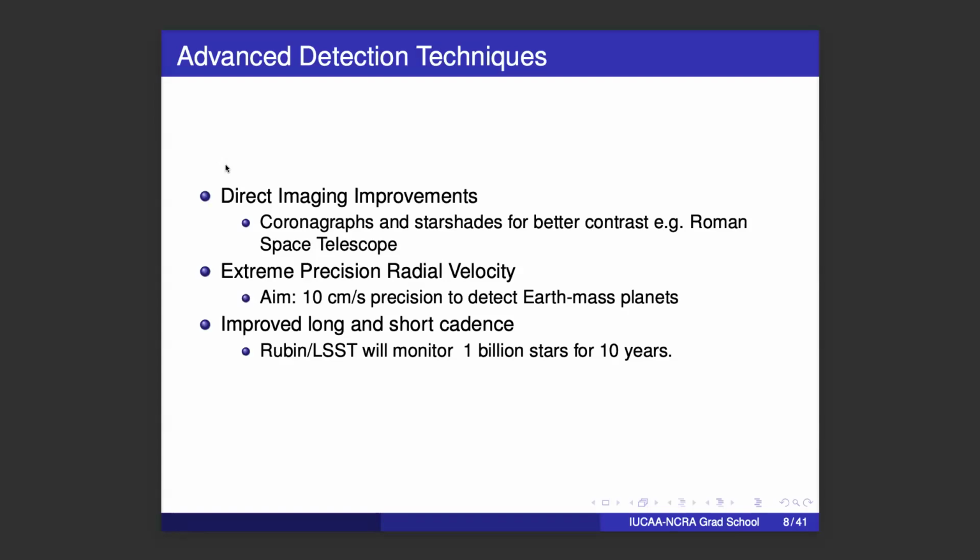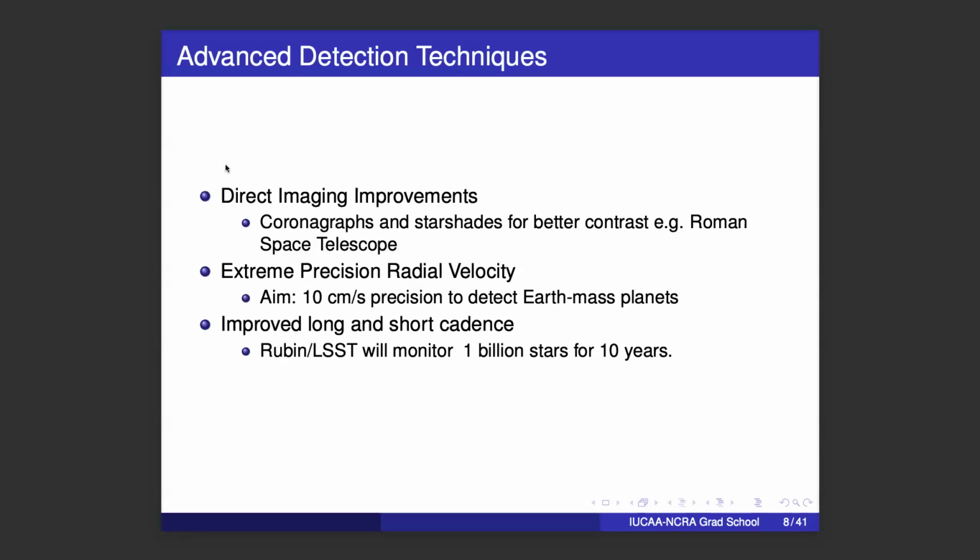Improve long and short cadence. So right now, only a few stars can be observed if you are doing it all over the sky. Even if you are doing it with something like Kepler, its sensitivity is such that it can only detect planets up to a certain depth. So what you will want is a survey that can do the whole sky and very sensitively.